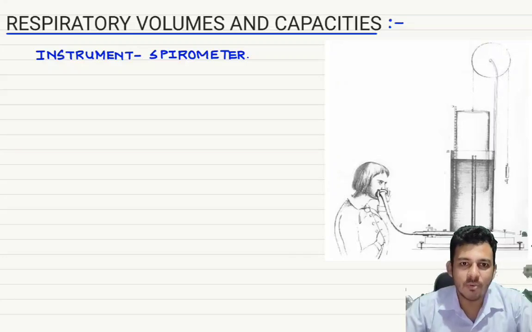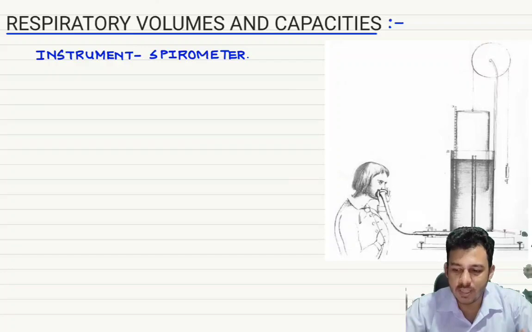Now that may be for inspiratory capacity, that might be for expiratory capacity, and all those things. How it is done is not required, but just to make you remember the fact that the instrument which is used to measure the volumes and capacities is known as spirometer. I have added this diagram.